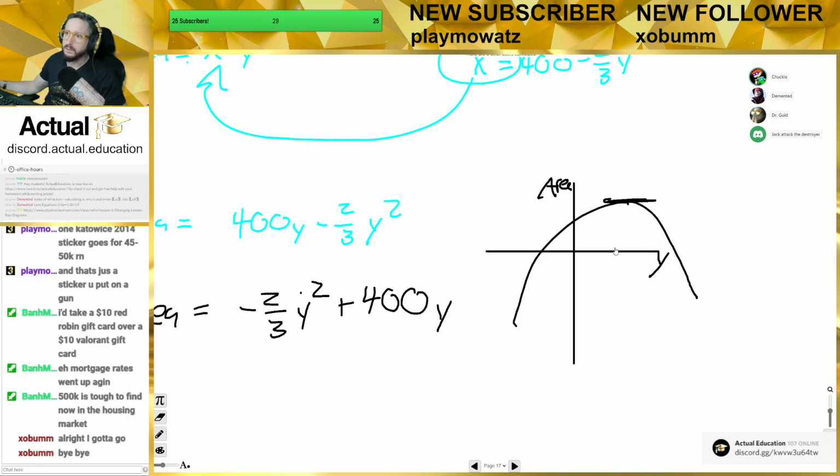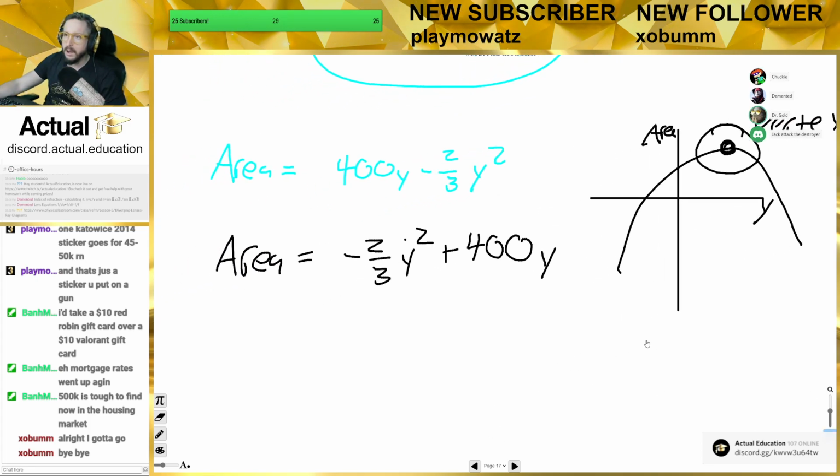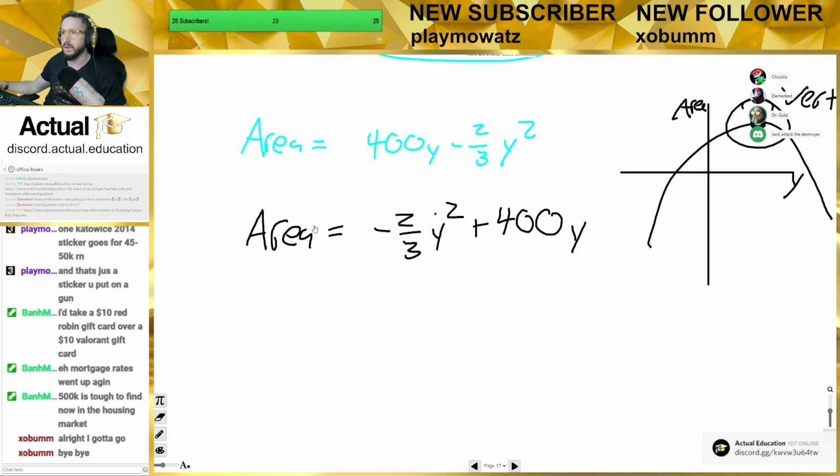Would we put that into a calculator? We could, but you don't need a calculator for this. What do I know about this curve? What is this highest point? There's a name for this point. The vertex. Good, exactly. If I figure out what the vertex is, then I figure out what the maximum is. You could use a calculator for this, but honestly you don't need to. Oh, you could do x plus h, k.